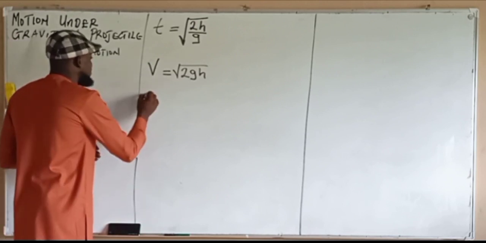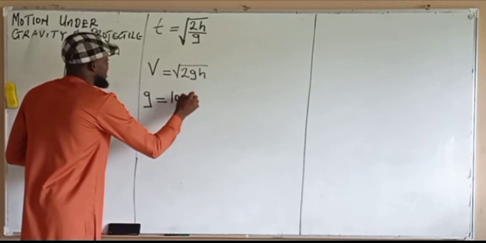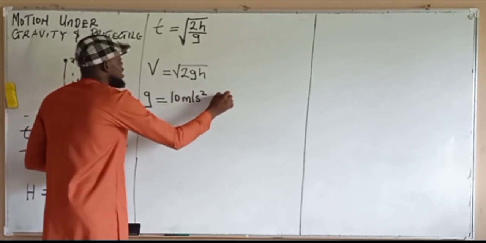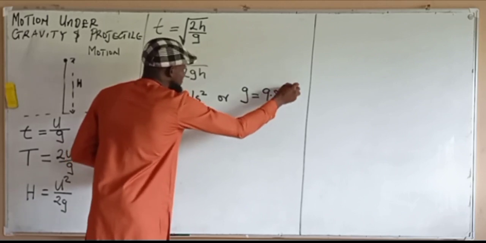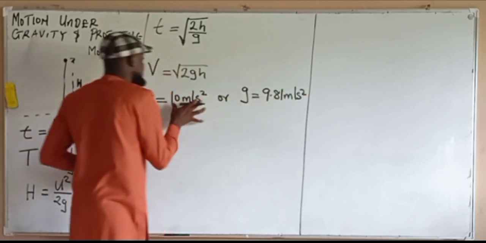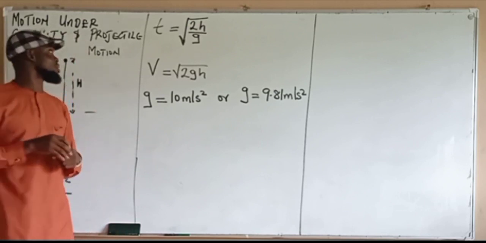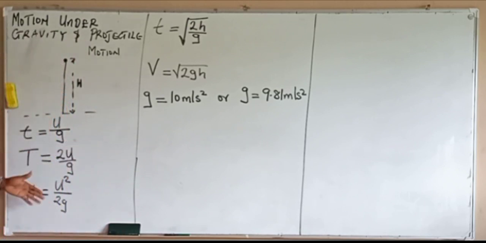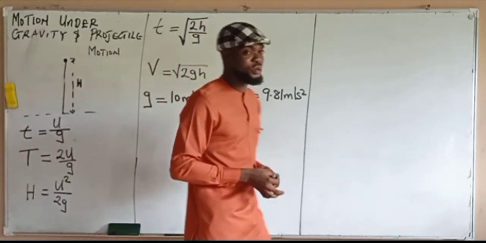In this class, I will be assuming g as either 10 meters per second square, or I will take it as 9.81 meters per second square. These are the two values I may be using for g where necessary. So if you check all these equations here, all of them are affected by g. That's what we call motion under gravity, motion that is affected by acceleration due to gravity.